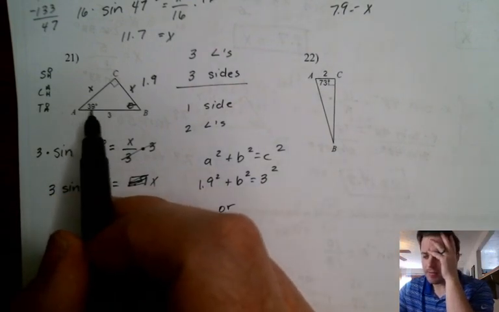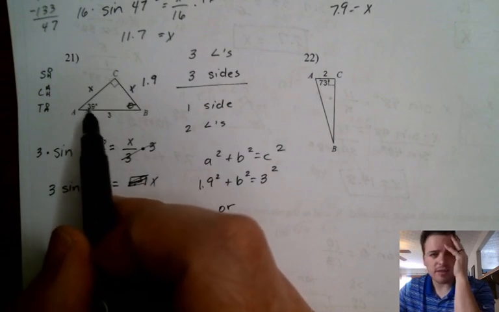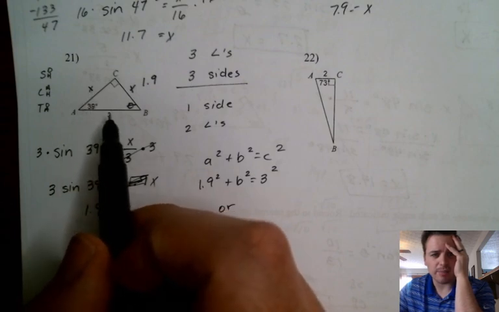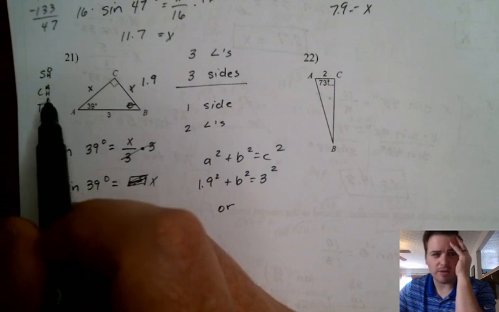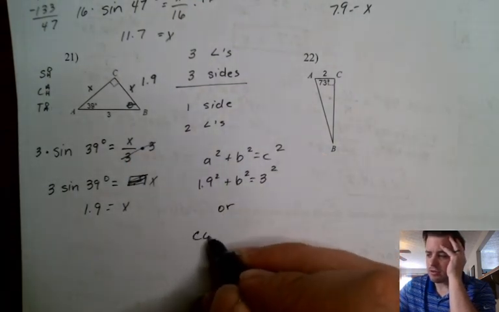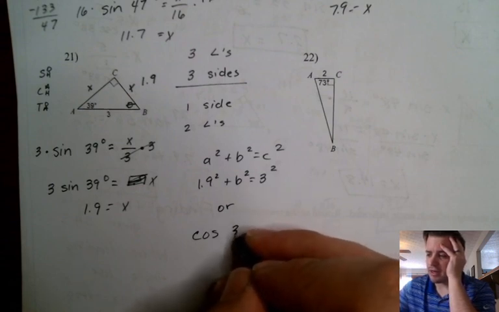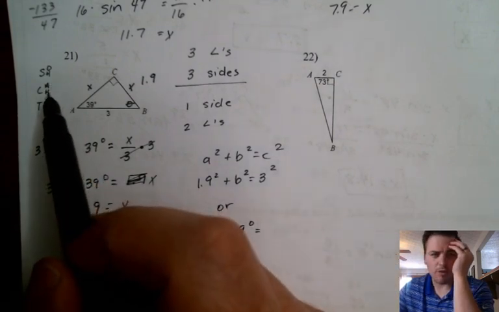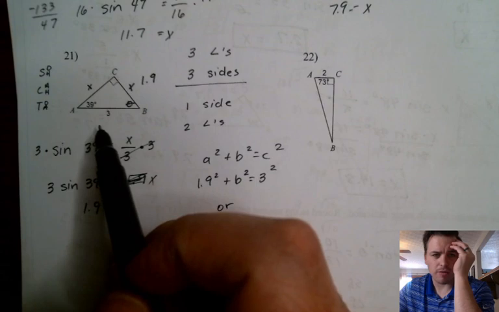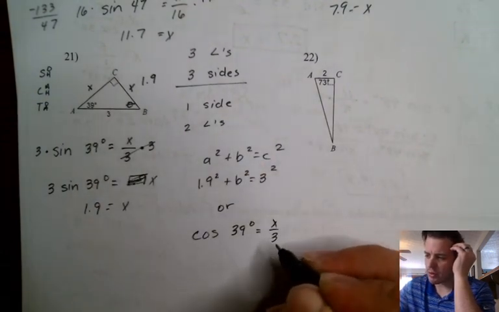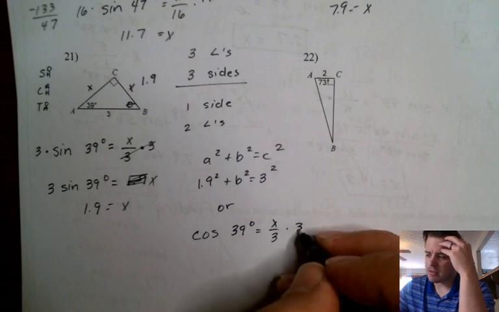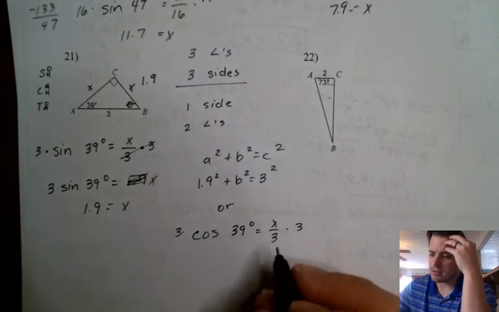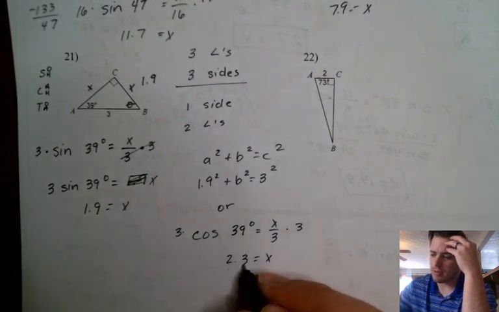Or look at this angle right here. This side is adjacent to 39 degrees, and this is the hypotenuse. Adjacent over hypotenuse is cosine. So cosine of 39 degrees is equal to adjacent over hypotenuse, x over 3. Multiply both sides by 3. 3 cosine of 39 degrees is equal to x, and x equals 2.3.